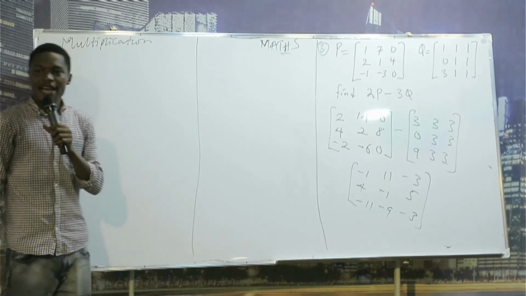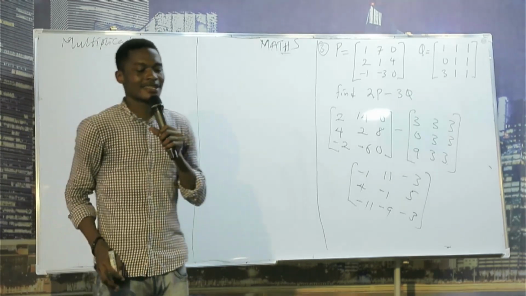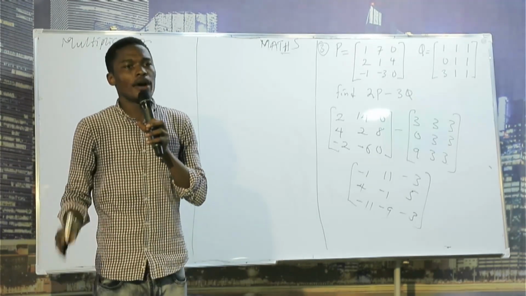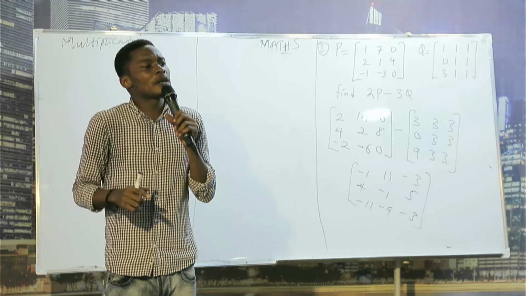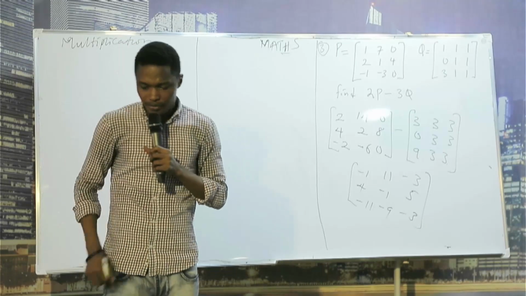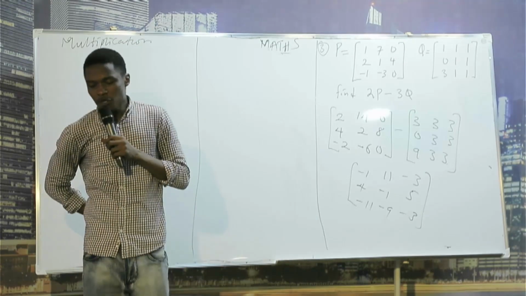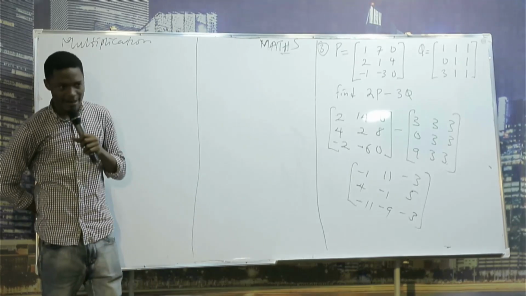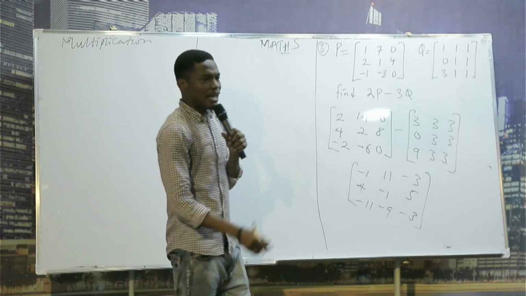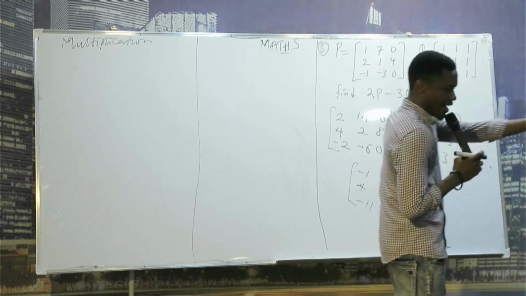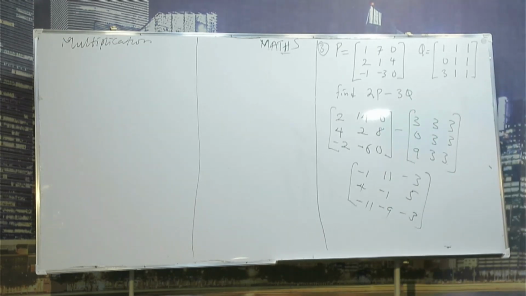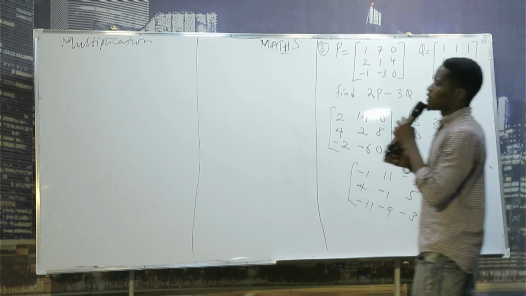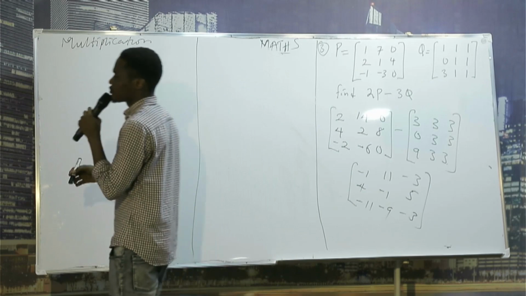Multiplication of matrices. Are we there? Let's write the things you need to know. In order to multiply two matrices, comma.